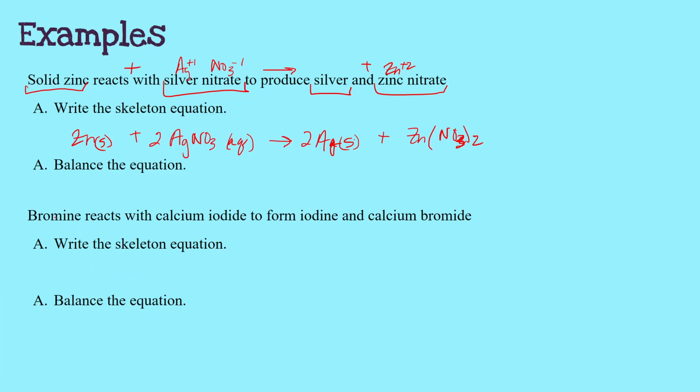Let's try another one. Bromine reacts with calcium iodide to form iodine and calcium bromide. All right. We know that bromine is a diatomic molecule, so we're going to write it as Br2 plus calcium iodide. Calcium is a +2 and iodine is a -1. So we're going to swap and drop.